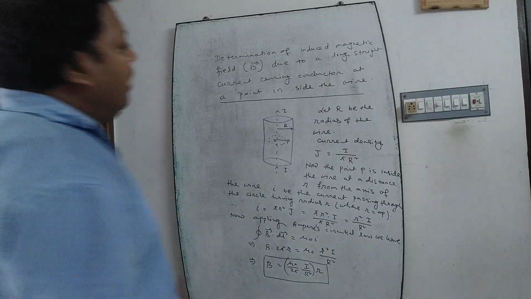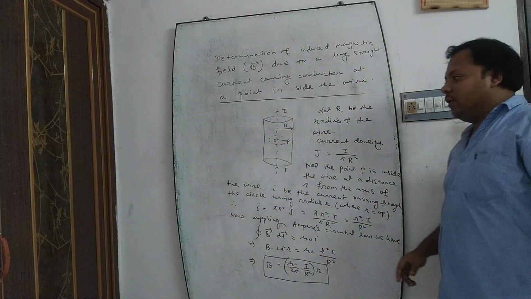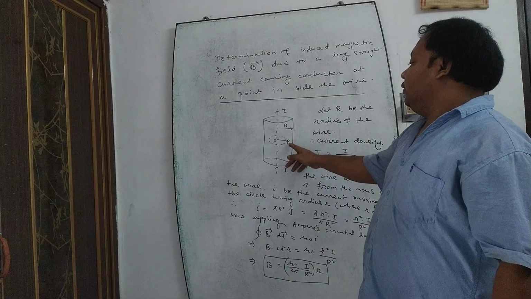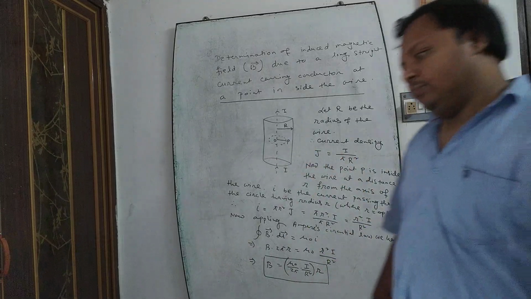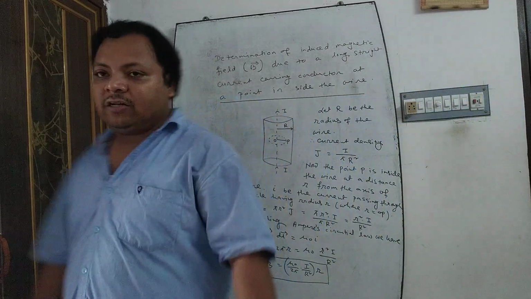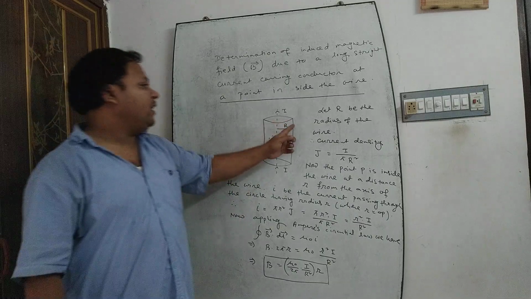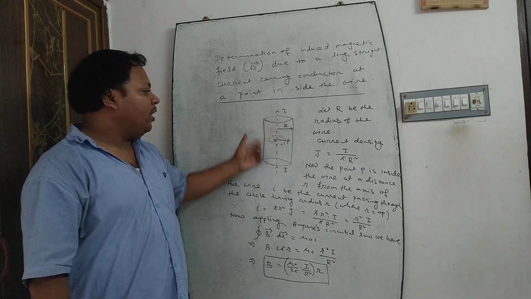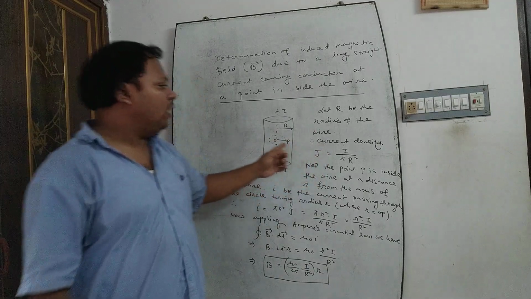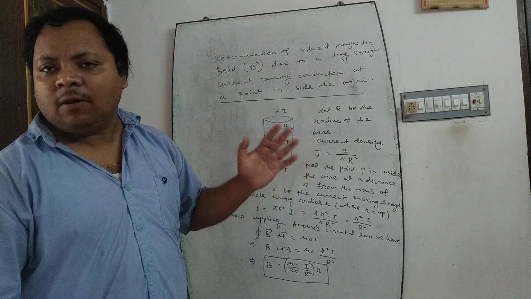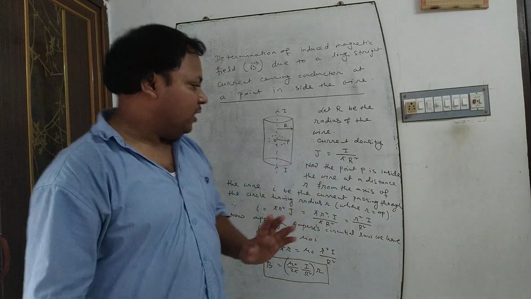Now, the point P is inside the wire. Okay. So, we are to find out the induced magnetic field at the point P. Let capital R be the radius of the wire. Therefore, current density J is equal to total current I divided by the area of cross section of the wire, that is I by pi capital R square.